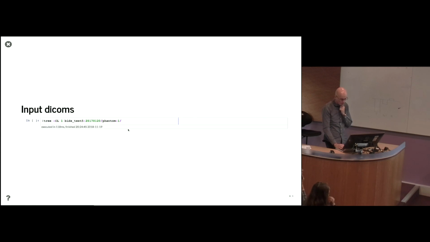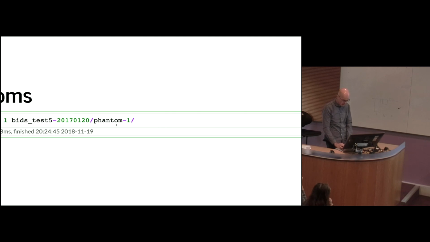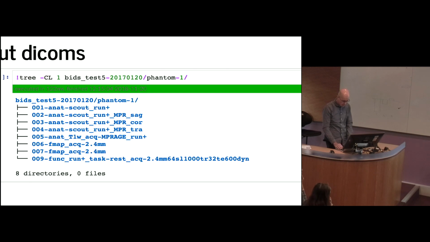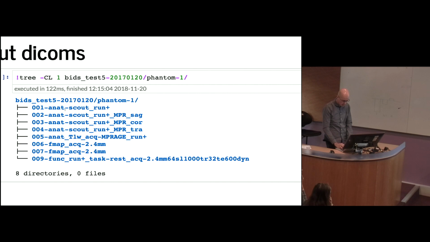So let's convert some data. Here is an example data set that I downloaded using DataLad. This is a phantom that was scanned at Dartmouth, I believe. And this is the sort of directory tree that you'll see when your data comes off the scanner if you have a Siemens scanner. So you'll have a bunch of folders. They correspond loosely to scanner runs, but not exactly. Some scanner runs generate multiple folders. Some of the folders generate multiple NIfTIs. Some of them don't. It's all a bit of a mess. So now we want to get this into a BIDS format.